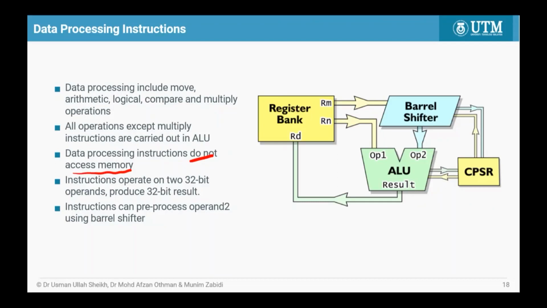That means you have two sources, Rn, which is 32-bit, and Rm, another 32-bit. Then you do the ALU operation, and the result of the ALU is 32-bit as well. Instructions can also pre-process an operand using a barrel shifter. This barrel shifter means you manipulate the value from the Rm register, either shifting it to the left, shifting it to the right, etc. There are a few barrel shifter instructions you can use before it goes to the ALU.